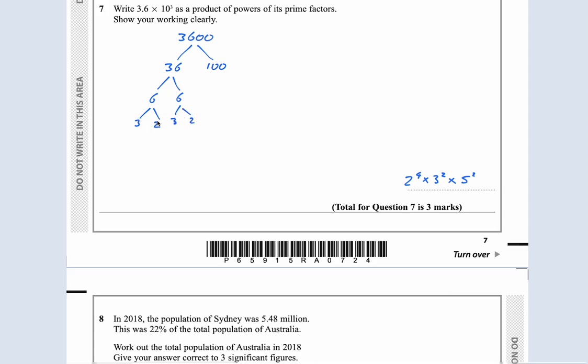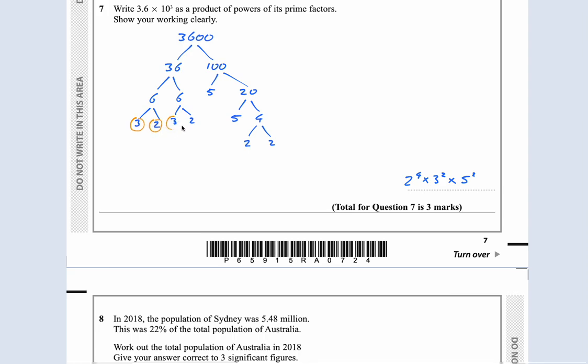Now you have to stop once you get to a prime number, which 3 and 2 and 3 and 2 are. Similarly, 100 is 5 times 20. And 5 is a prime number, so I stop. 20 is 5 times 4, and 4 is 2 times 2. Now I like to circle the prime numbers, guys.